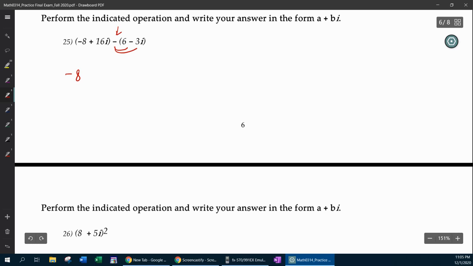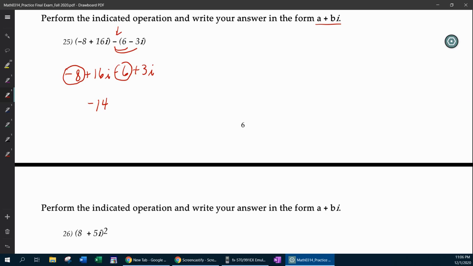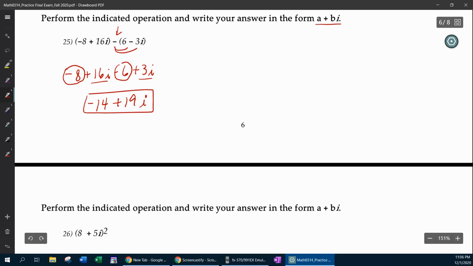The stuff in the first set of parentheses just comes down. And then we're going to have minus 6 plus 3i. And then we need to combine like terms. Notice it does say to write your answer in standard form, and that means that the i has to go last. So the real parts, the -8 and the -6, if I combine those, I get -14. And the imaginary parts, 16 and 3 is 19i. And that is the complex number in standard form.